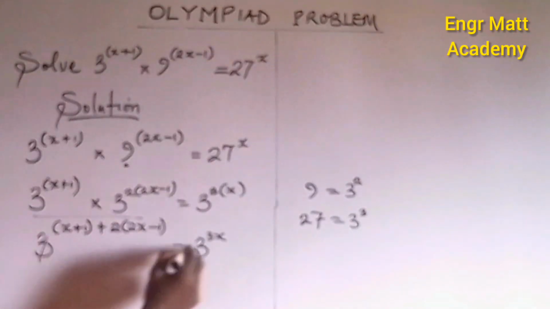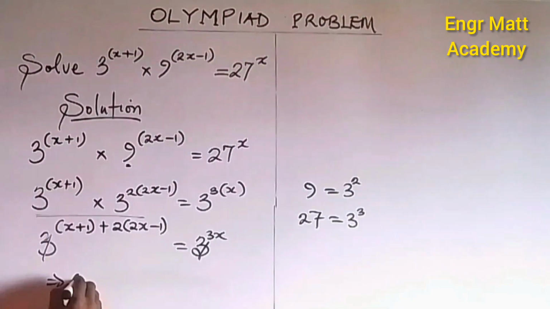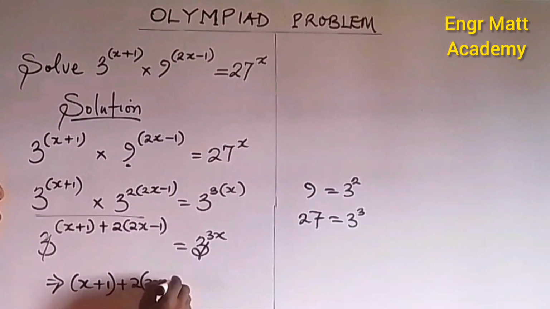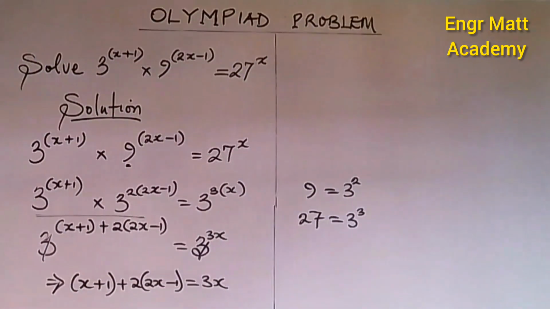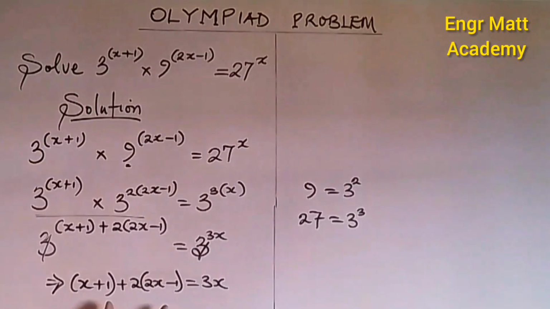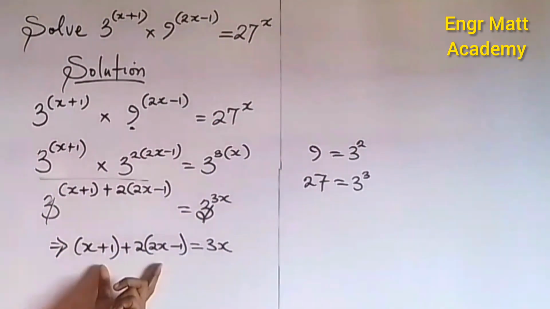At this point, we can now equate the powers. The base numbers are the same, so we equate the powers. So we have x plus 1 plus 2 times (2x minus 1) equal to 3x. Now the problem has transformed from an indices problem to a linear equation. Next, let's clear the brackets and collect like terms.